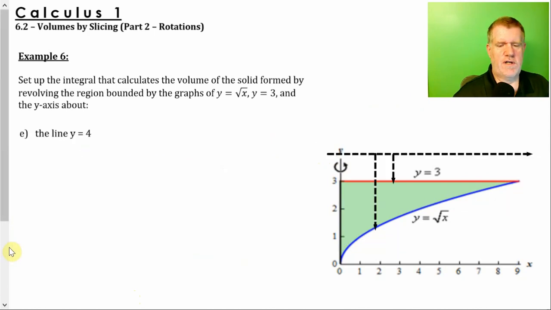Next to last one. All right, the line y equals 4. Well, I've already drawn it for you. There's the line y equals 4. That's what we're spinning it around. Not that, we're spinning around this one.